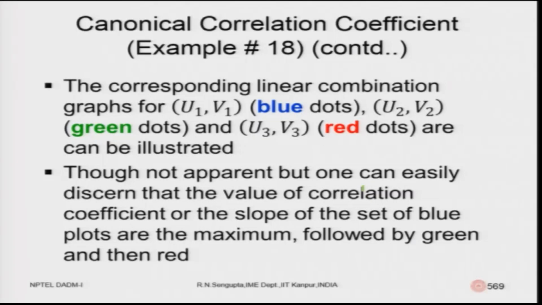a2 and b2 for u2 v2, a3 b3 for u3 v3. So, based on that I find the combination and denote it for simplicity of understanding as u1 v1 with blue dots, u2 v2 as green dots and u3 v3 as red dots, and then try to analyze how we draw the diagram.